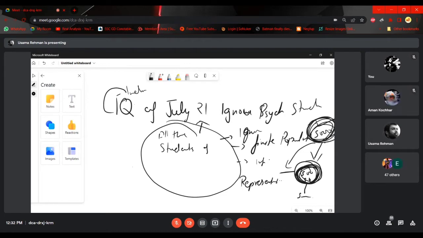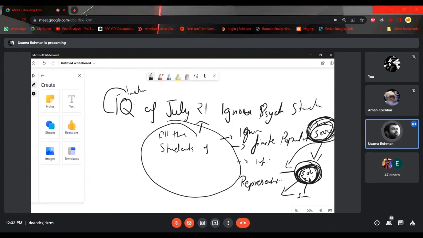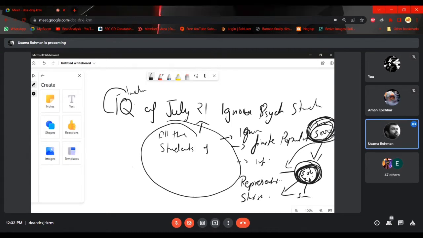We are trying to understand the population with the help of the sample. So whatever results come out from the sample, we call it statistics. And if we are able to know about the population, we call it a parameter.